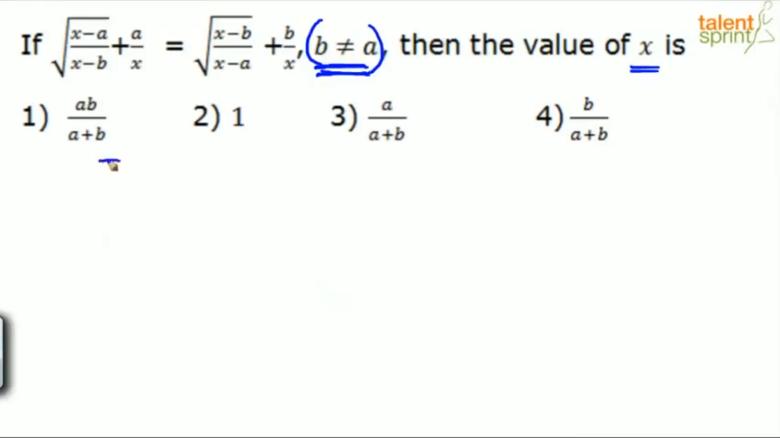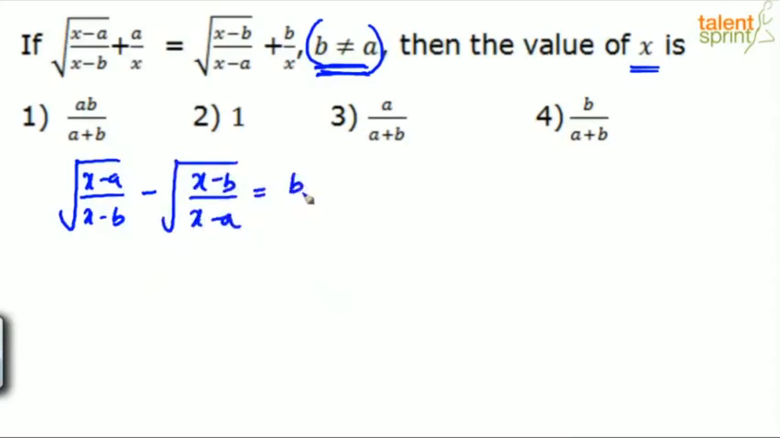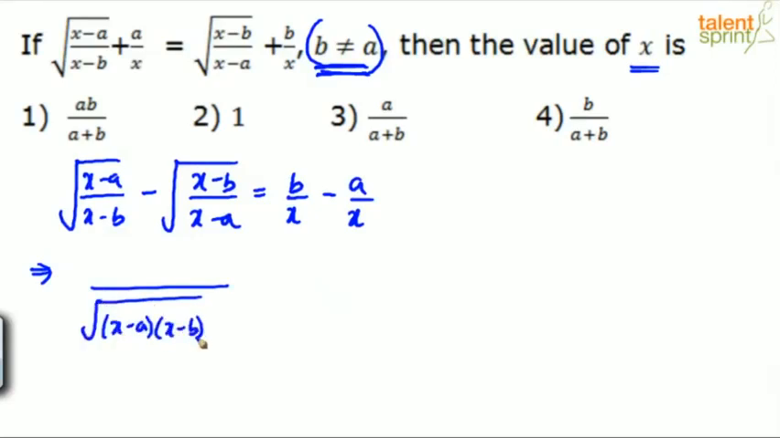See, I can take it as root over x minus a by x minus b minus root over x minus b by x minus a equals b by x minus a by x. Simplify this. What happens? In the denominator, we can take the LCM as root over x minus a into x minus b. Now root x minus a into root x minus a will give you x minus a. Minus of root x minus b into root x minus b will give x minus b. Are you able to follow?